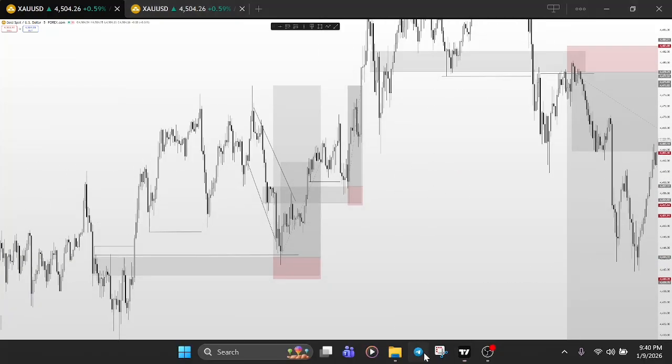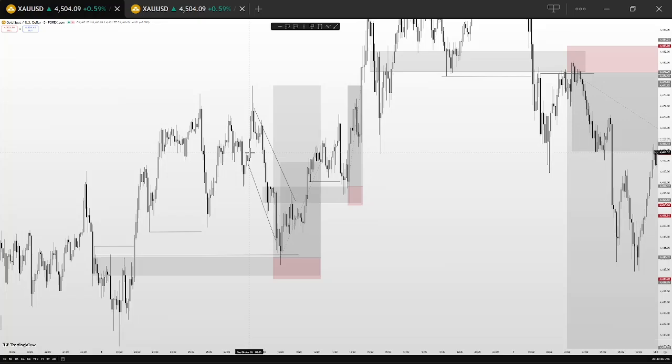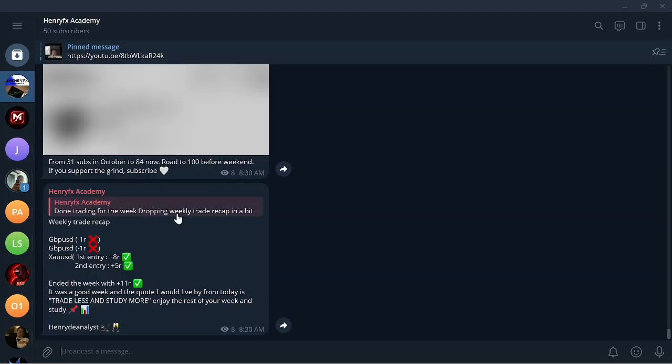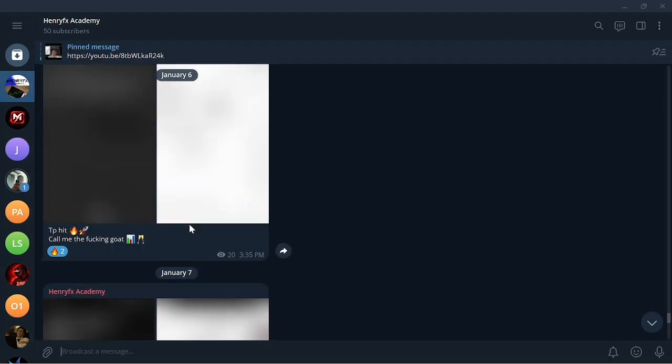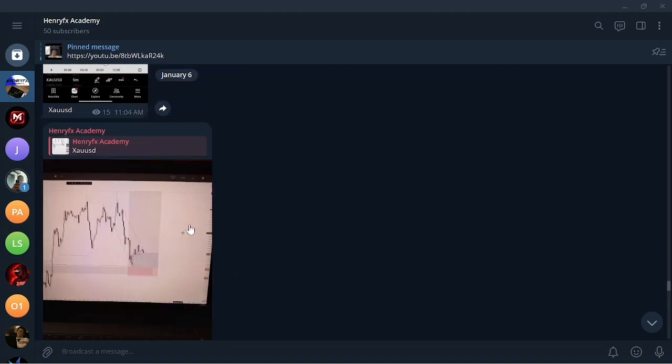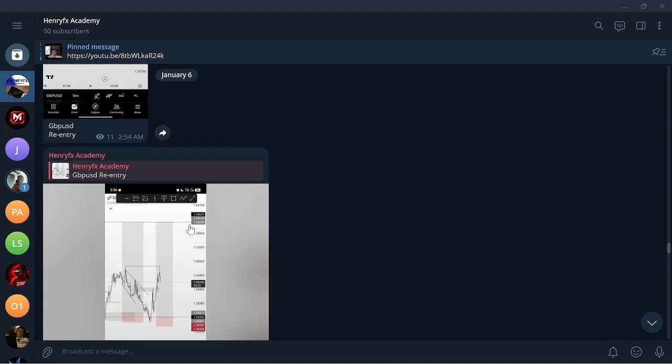Let me show you guys the before and after on my Telegram channel. So this is where I share my setups, from entries to exits and everything.